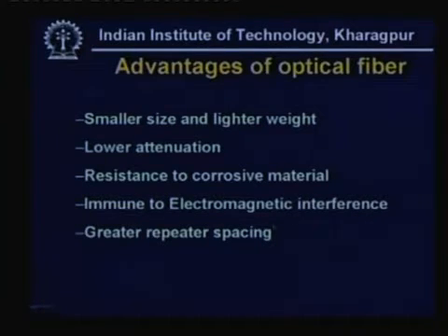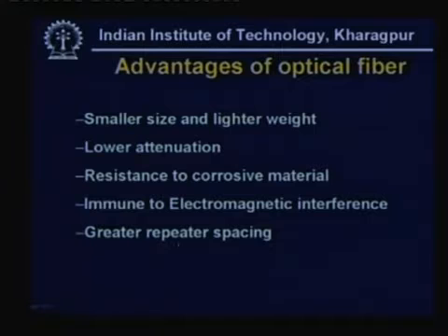So it is immune to electromagnetic interference. That means it is very suitable for outdoor applications, outdoor cabling. All the outdoor cabling in local area network is commonly done by using optical fiber. And it has got much greater repeater spacing compared to either twisted pair or coaxial cable.